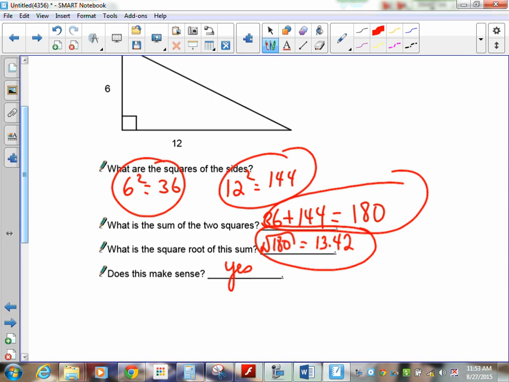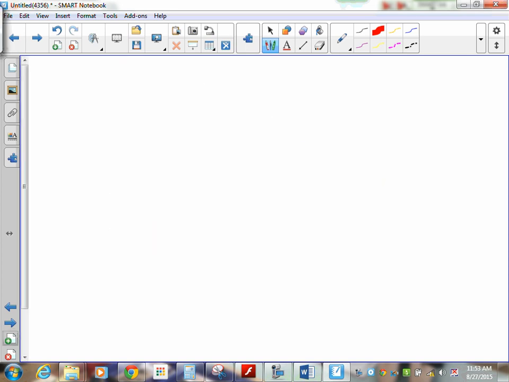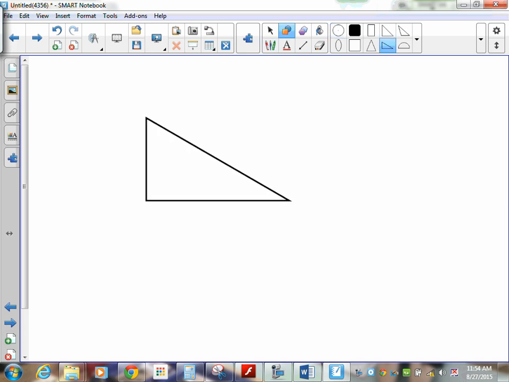All right, now what I'm going to do is give you an example to do right here. So here's your triangle. I'll just pick some arbitrary numbers here. Let's say that this is 6 centimeters and this is 12 centimeters. I'd like you to pause the recording and find me the side length of the hypotenuse.